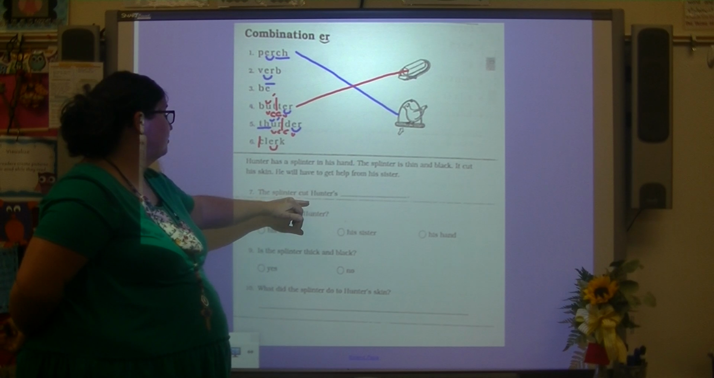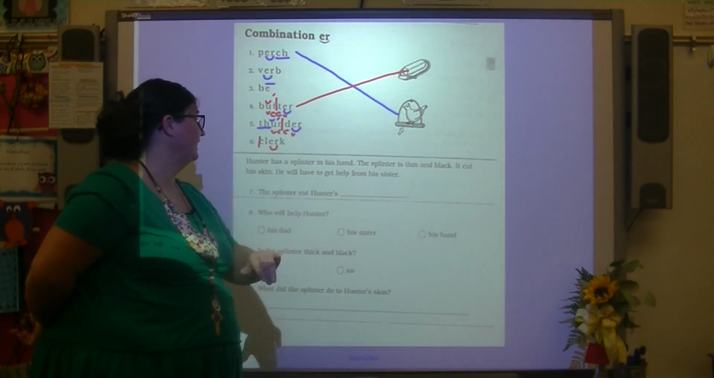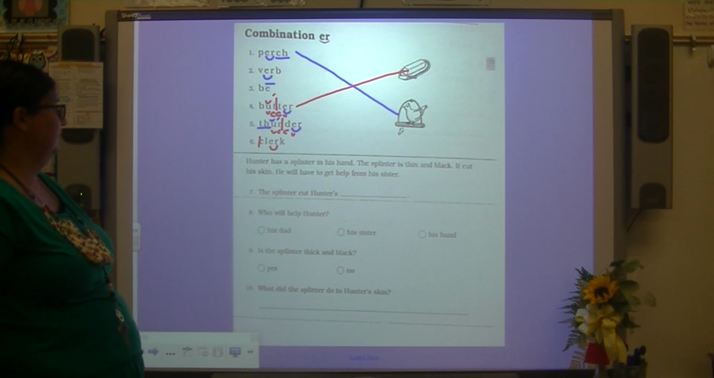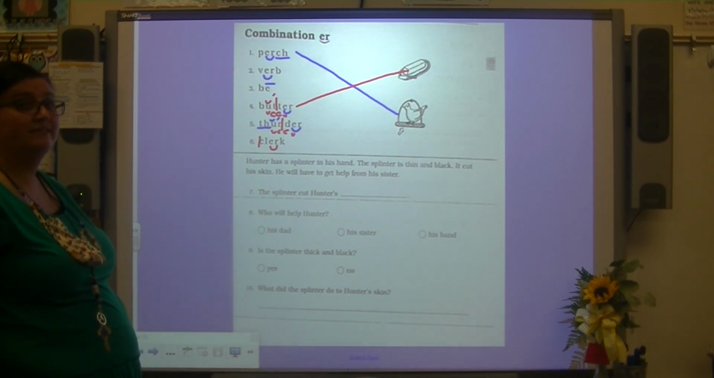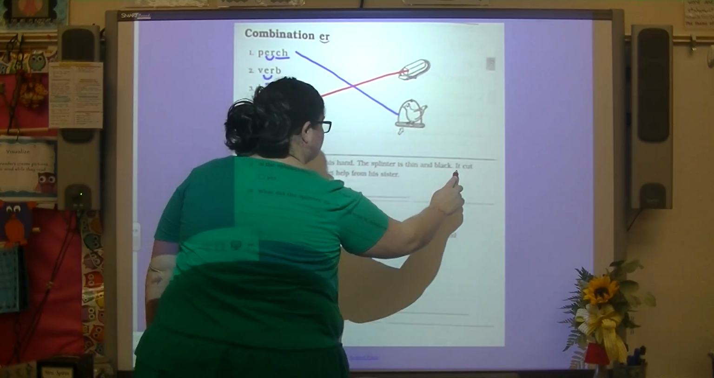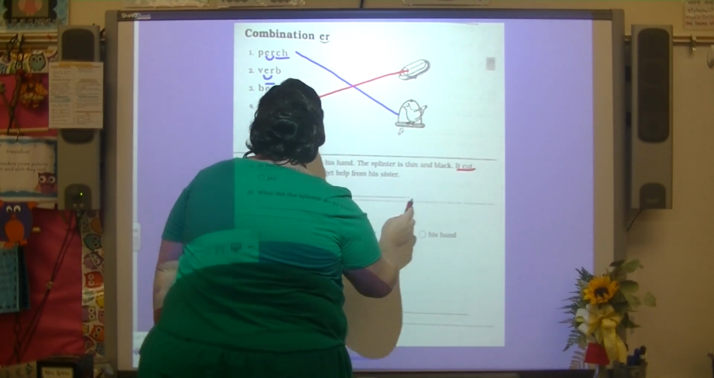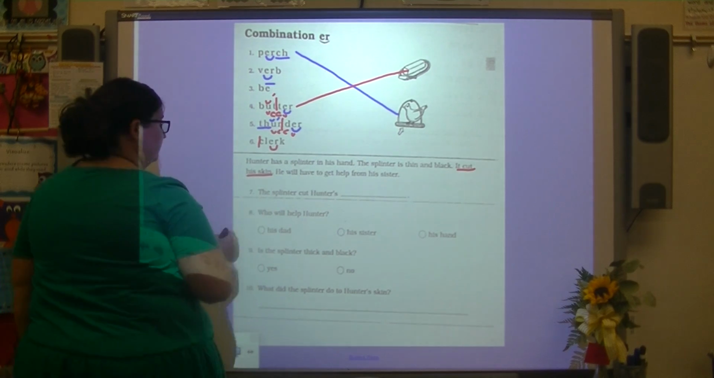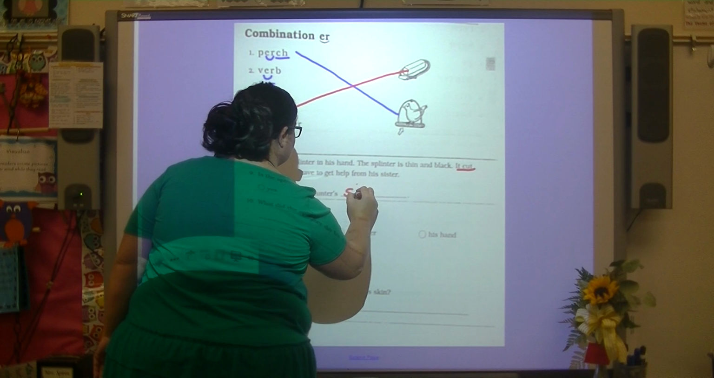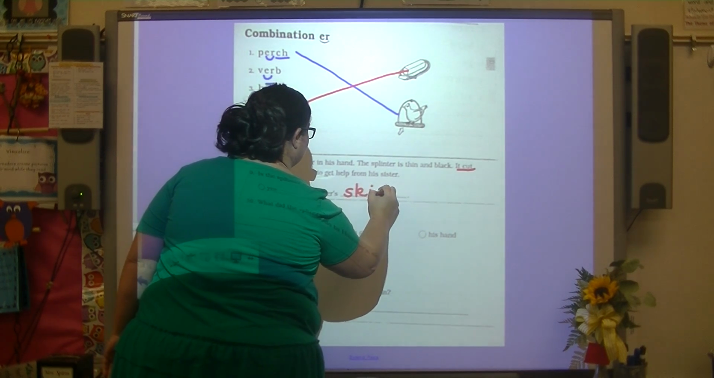The splinter cut Hunter's blank. All right, what did it cut? Yes, it cut his skin. So the splinter cut Hunter's skin.